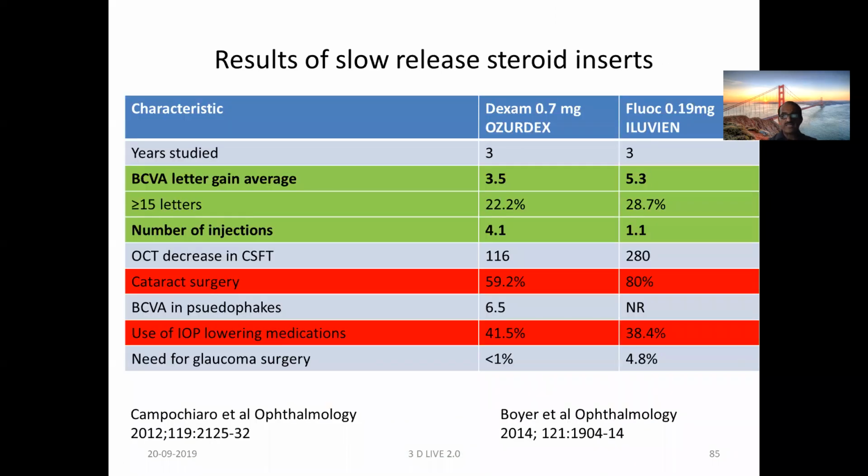Now coming to Ozurdex or Iluvien, you may or may not remember, it's not available in India. Just see Ozurdex: after 3 years, the patients gain about 3.5 to 4 letters, and about 22% improve visual acuity by 15 letters or more. One good thing is they needed only 4 injections over a period of 3 years. But the flip side is cataract in 60% and glaucoma needing medication in about 41%. These are much higher in the case of Iluvien, but the advantage of Iluvien is that one injection's effect lasts for 1 year. That is the best advantage.